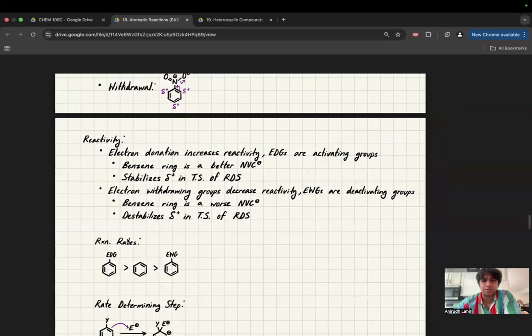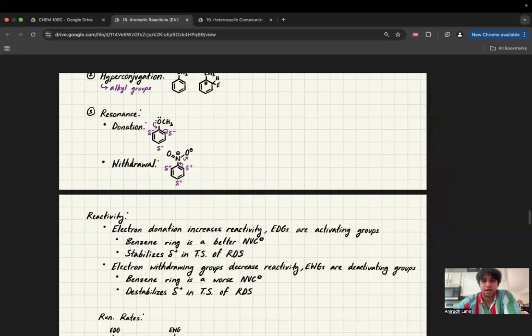All right. Reactivity: electron donation increases reactivity. Electron donating groups are activating groups. So activating groups basically just means we are getting a more reactive benzene. And it makes sense why electron donation would increase reactivity. The benzene ring is a better nucleophile, so it stabilizes the transition state.